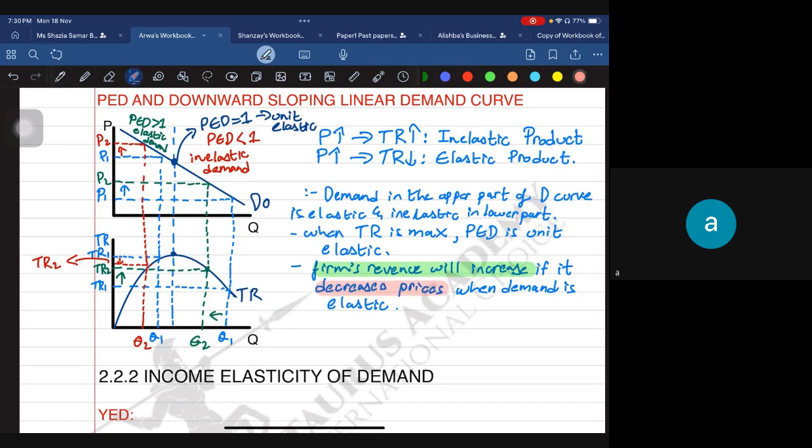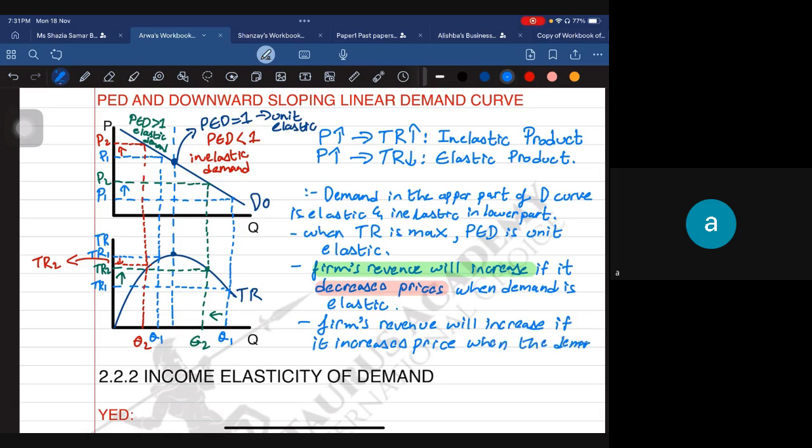And on the other hand, if the firm's revenue is talked about in the inelastic case, firm's revenue will increase if the price increases, because the demand is inelastic. So you understand this concept now? Yes, sir.